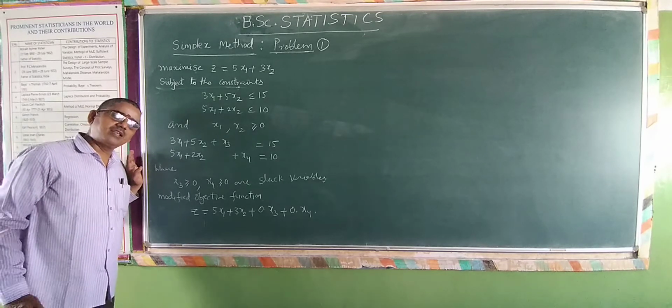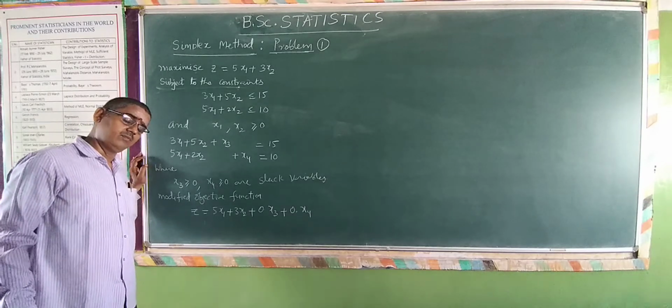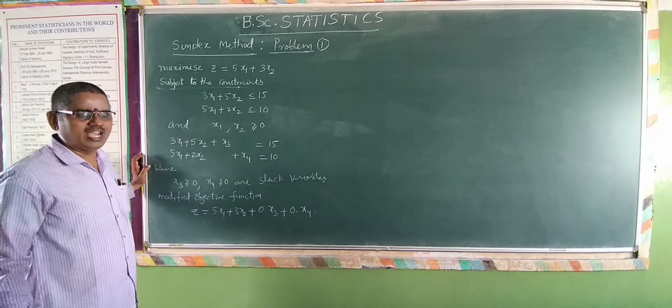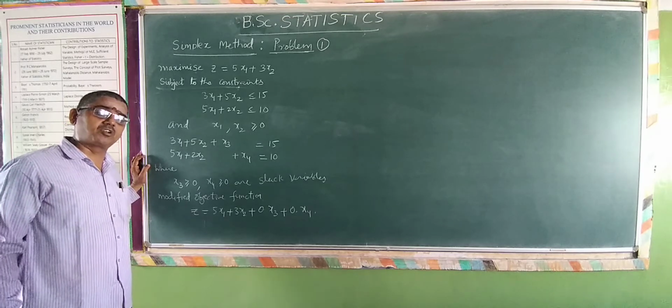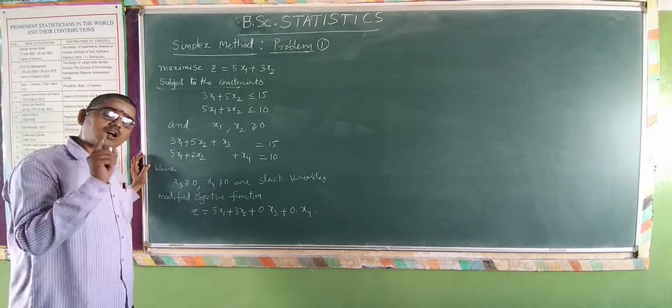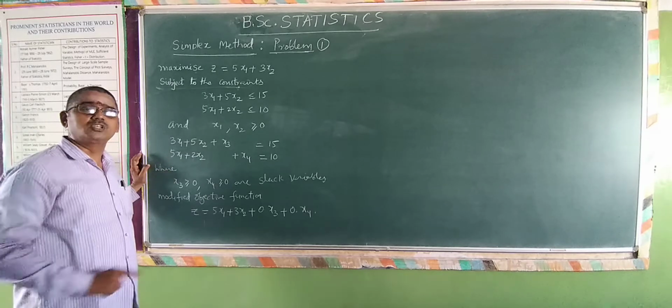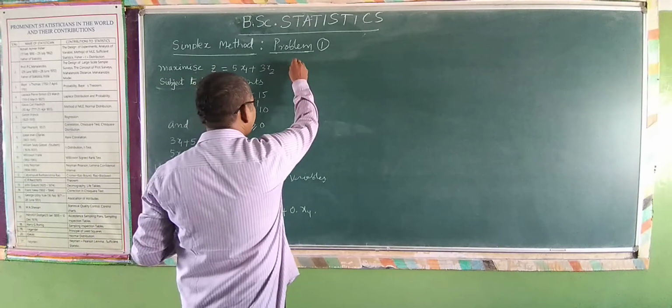Now we have to convert into matrix form. Why? Because we have to obtain the initial basic feasible solution xB equals B inverse b, and these terms are all matrices. So therefore we have to get the matrix form. I am writing the matrix form here.